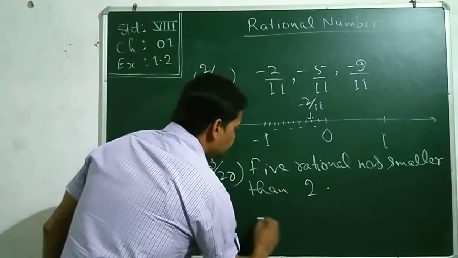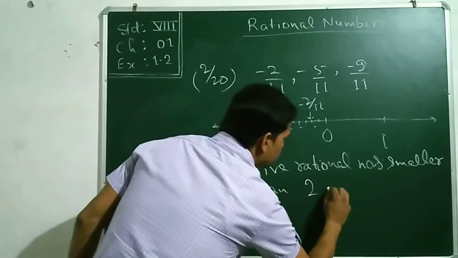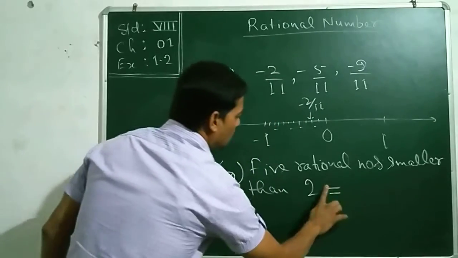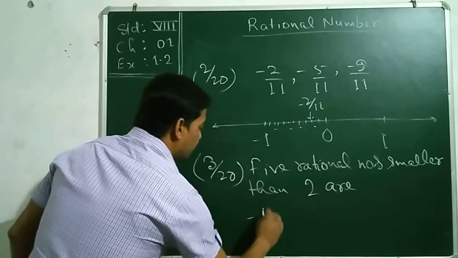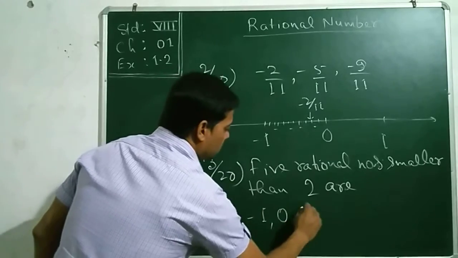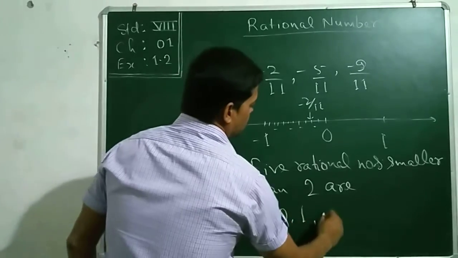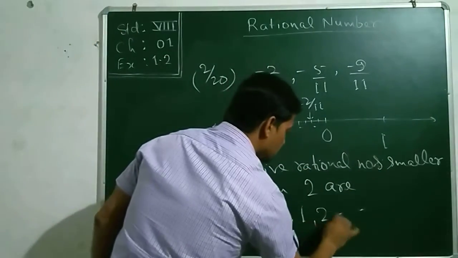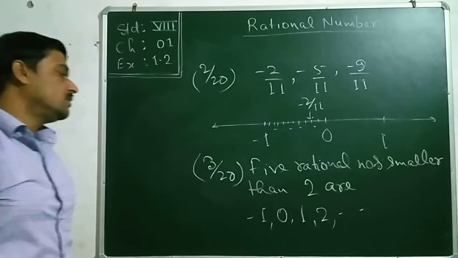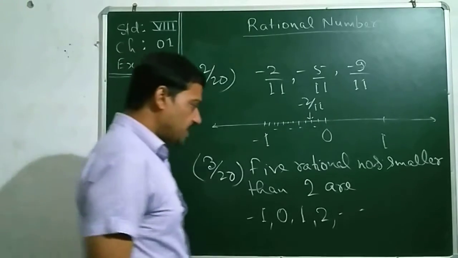I can write here minus 1, 0, 1, 2, 3, 4, like that. You can complete it.